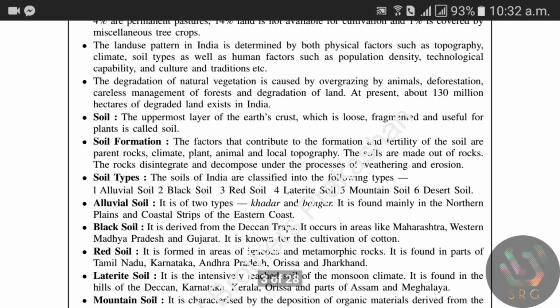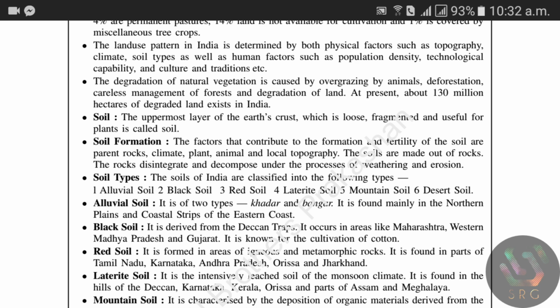Soil, the uppermost layer of the earth's crust, which is loose, fragmented, and useful for plants, is called soil. I guess you know that. Since you were a child, it was taught to you, I guess.